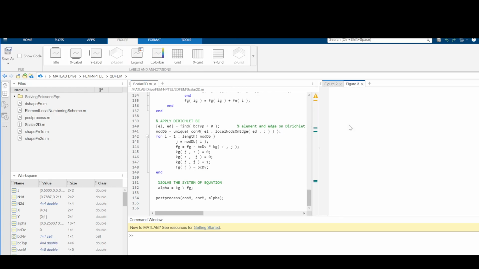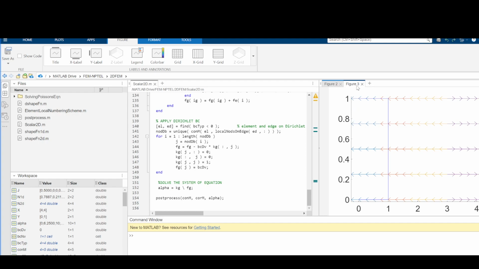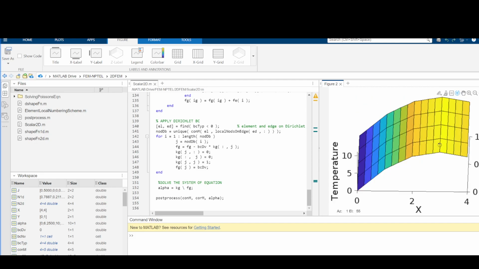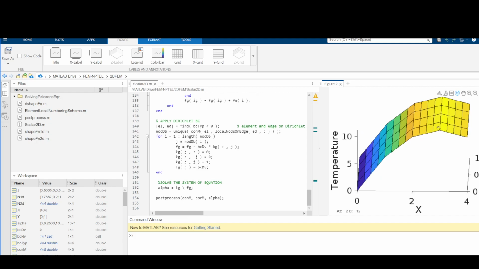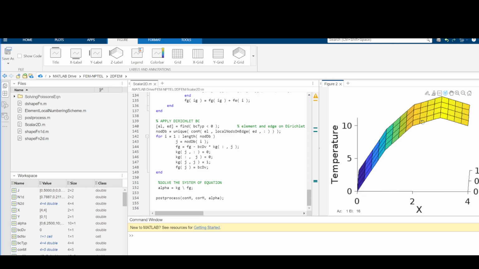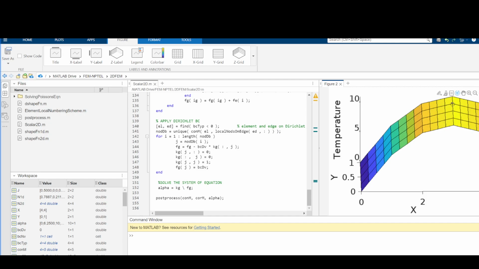Okay, so we got some result. It seems to be okay. Yeah, so we have 0 at 0. That's right, and we have an increasing value. So let's see the result in 3D. Yeah, so this is a parabolic function as we expected. The maximum value is coming around here.